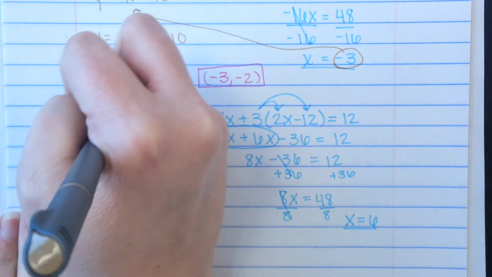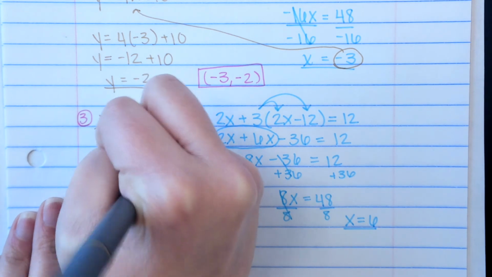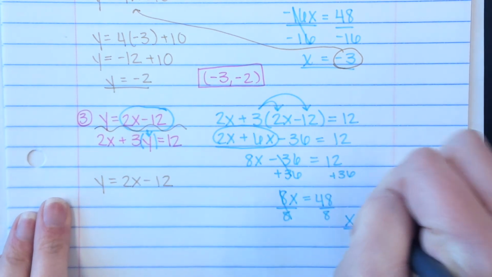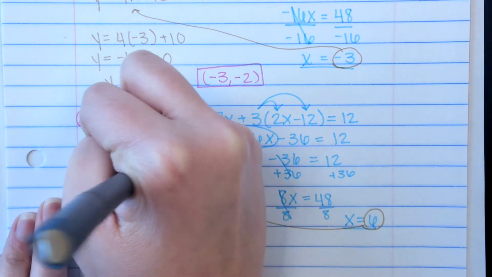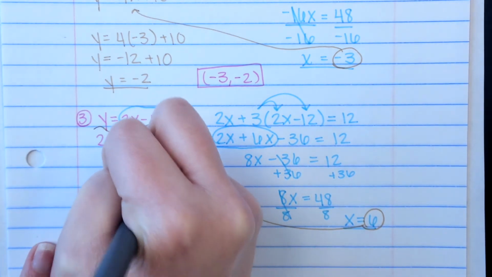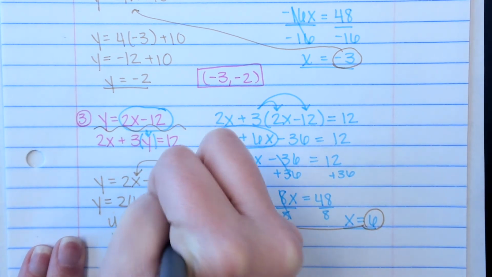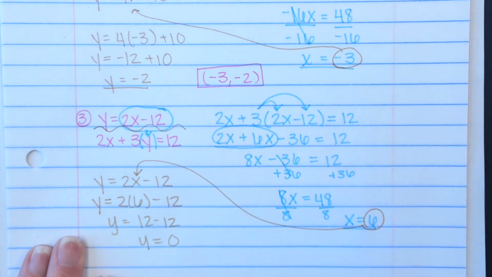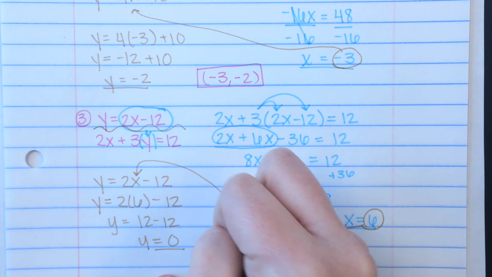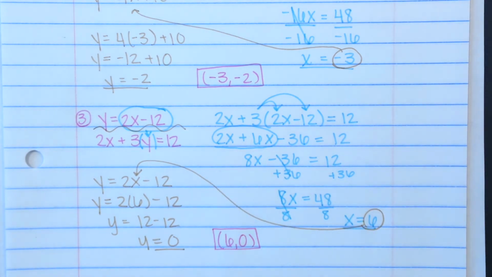So I'm going to use the y equals equation. So y equals 2x minus 12. I'm going to take this 6 and plug it in for x. So y equals 2 times 6 minus 12. So that's 12 minus 12. So y equals 0. Now, I have an x, I have a y. I'm going to turn that into my ordered pair, (6, 0). And that's my final answer.